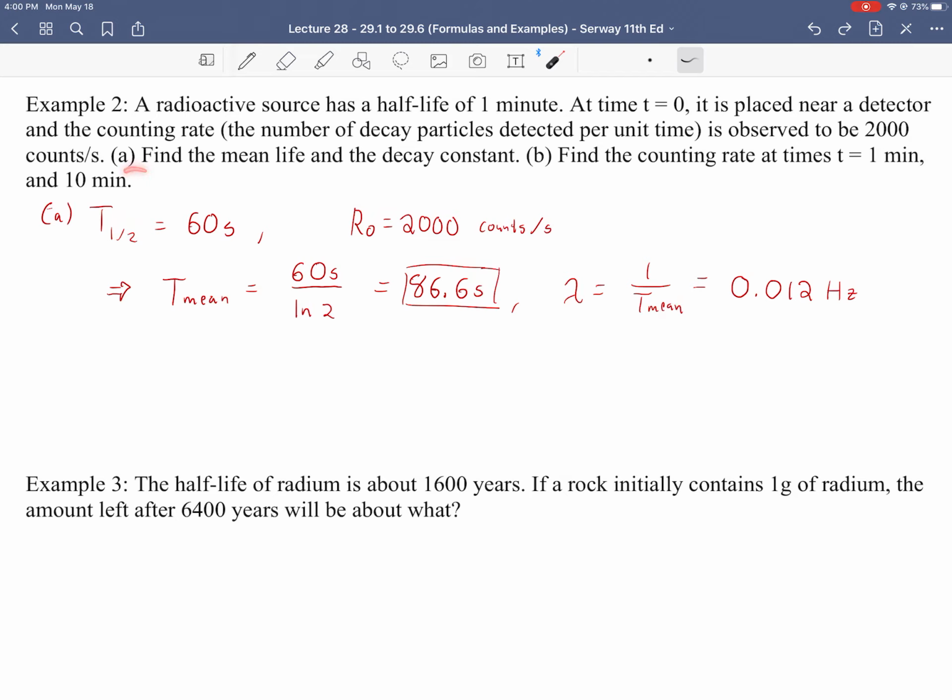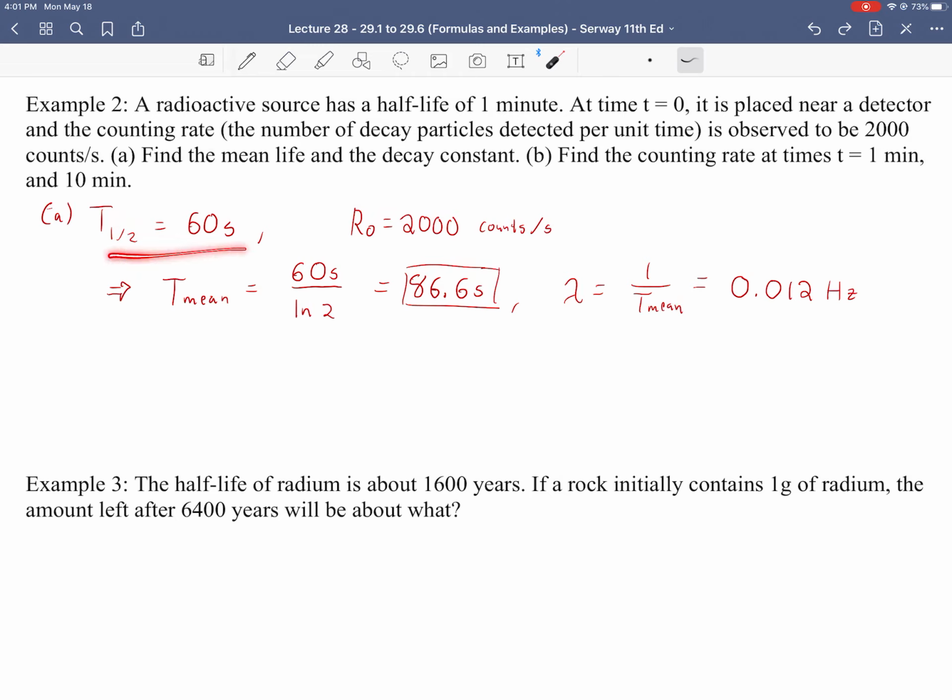Okay, and then part A, find the mean life and the decay constant, and then find the counting rate at time equals 1 minute, and 10 minutes. So we know the half-life, and we know that our initial rate is 2,000, and this should be A. That's the unit that we're using for the rate. You can think of R for rate, but your book uses A. So I want to use A as the activity rate. Again, the initial, look at the subscript, is 2,000 counts per second.